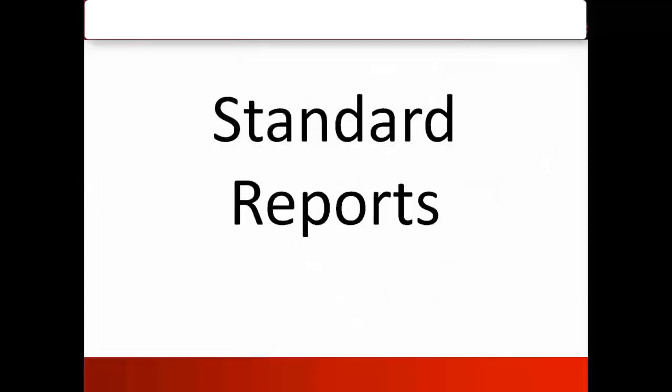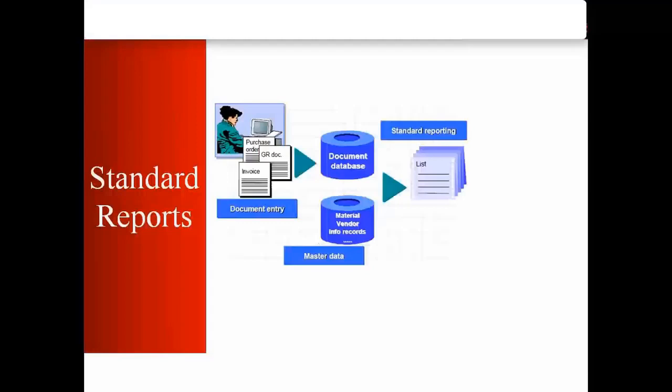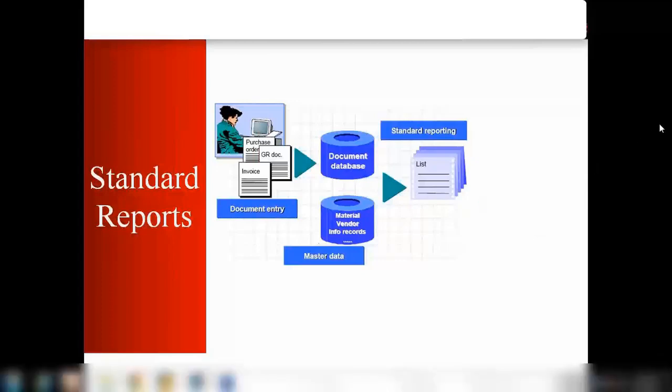So let us start first with standard reports. What is a report? A report gets the data from your master data and the transaction data. For example, you have the vendor master data, the material master data, the PIR records, and on the other hand, you have transactional data like your purchase orders, your goods received documents, your invoices and so on. The system can combine all this data into a list or a standard report. That's what a report is.